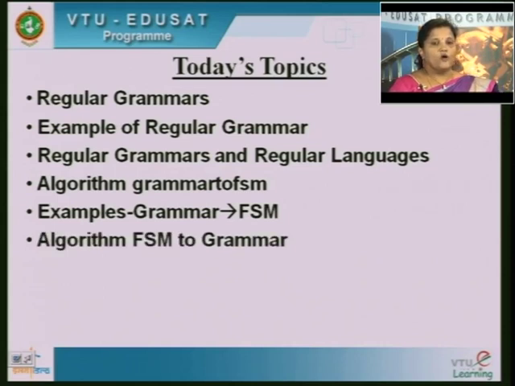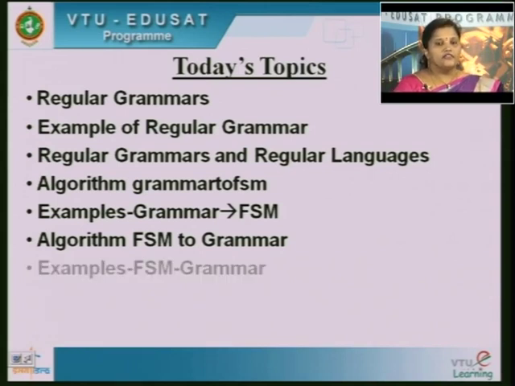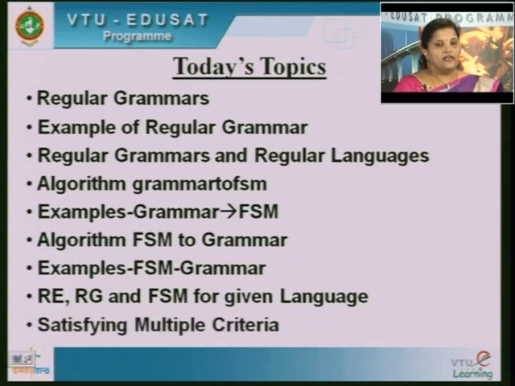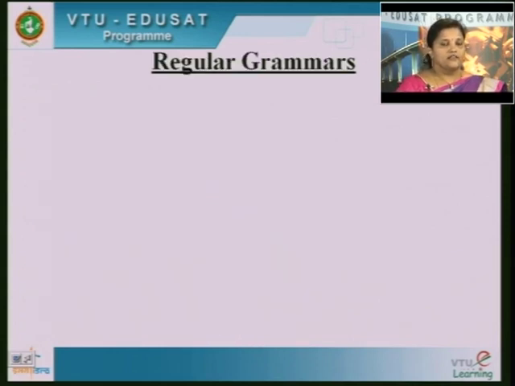Next we will see the algorithm for FSM to grammar. Like how we have converted from grammar to FSM, here we will see how to convert a finite state machine to a grammar, and we will work some examples. And lastly, how the regular expression, regular grammar and finite state machine can be given for a given language, and if there are two languages, how the grammars will satisfy the multiple criteria. So let us start with regular grammars.